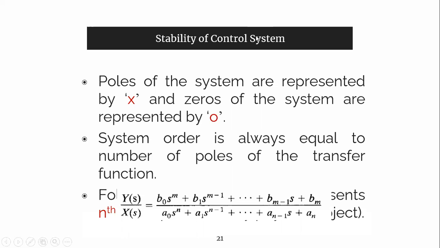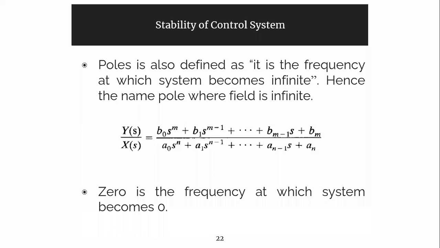In this case also, the system order is always equal to the number of poles of the transfer function. Now see here how the output and input ratio, with n number of terms, can be written in terms of the polynomial mentioned here. A pole is a frequency at which the function becomes infinite, hence the name pole, where the field is infinite. The pole is in the denominator, and zeros are in the numerator.